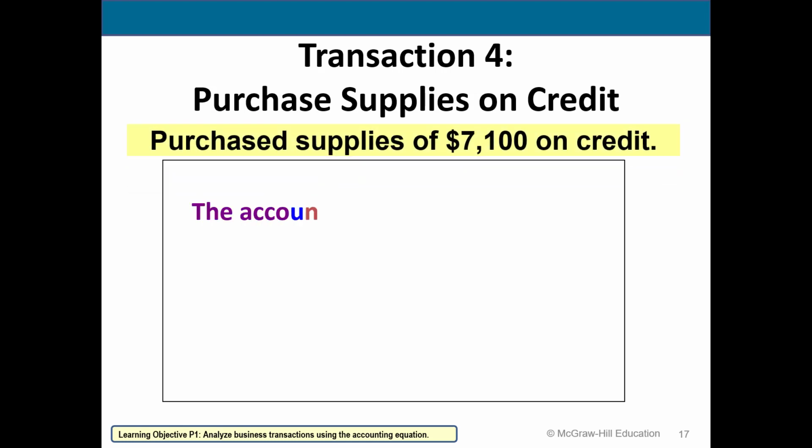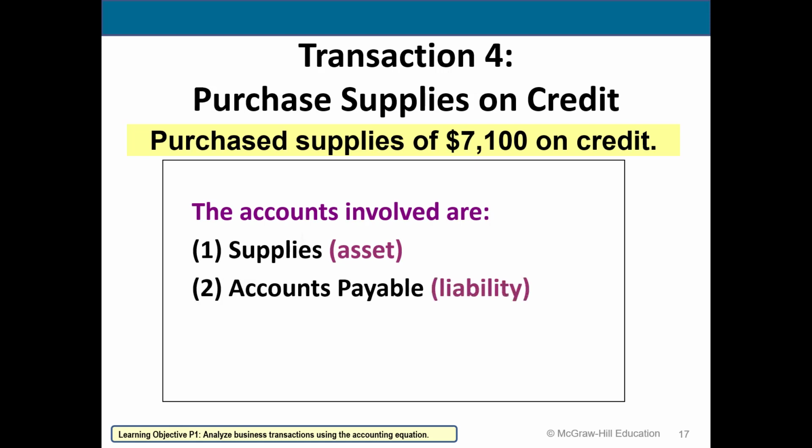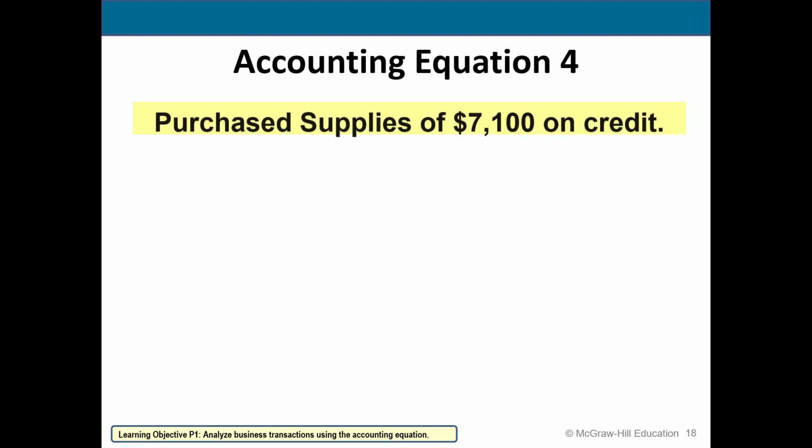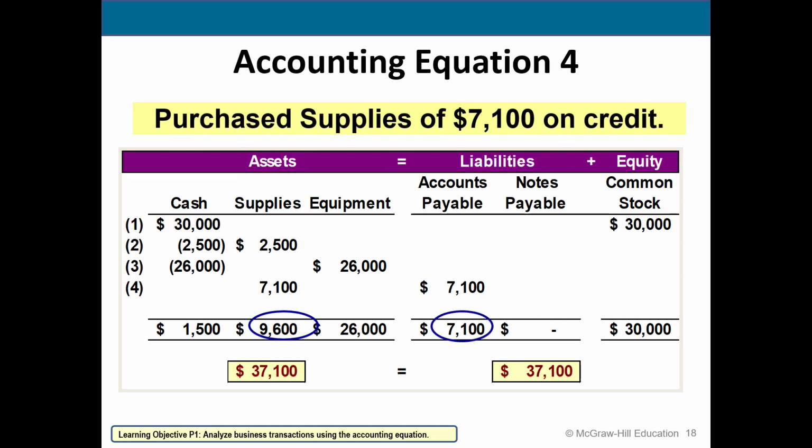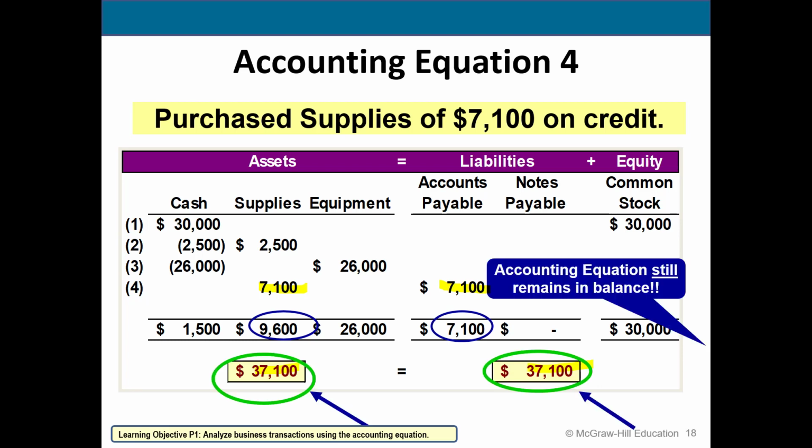Transaction 4, we purchased supplies on credit. So here we have supplies, which is an asset, going up. Accounts payable is a liability, and it also is increasing. So let's look at the effect on the accounting equation. So now we have an asset going up and also a liability increasing. And again, we're still going to have our accounting equation be in balance. So accounts payable is something where we, in the future, will have to pay our supplier for that.